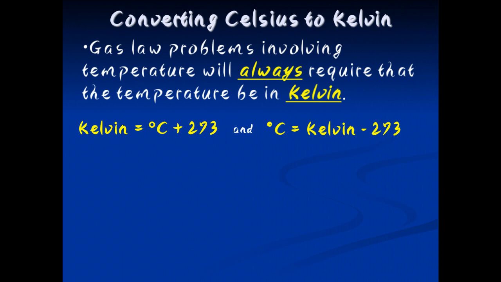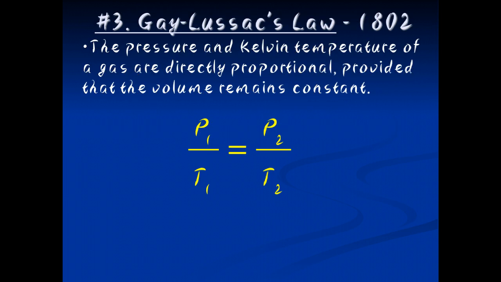Converting Celsius to Kelvin. Gas law problems involving temperature will always require that the temperature be in Kelvin. Kelvin equals Celsius plus 273 and Celsius equals Kelvin minus 273.